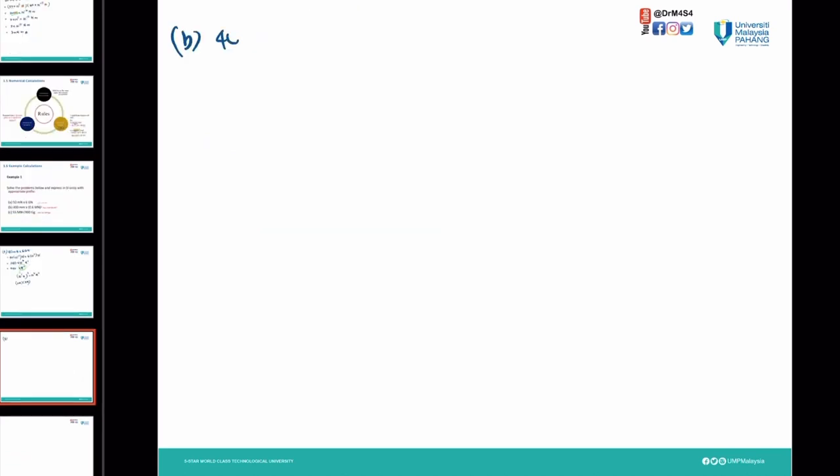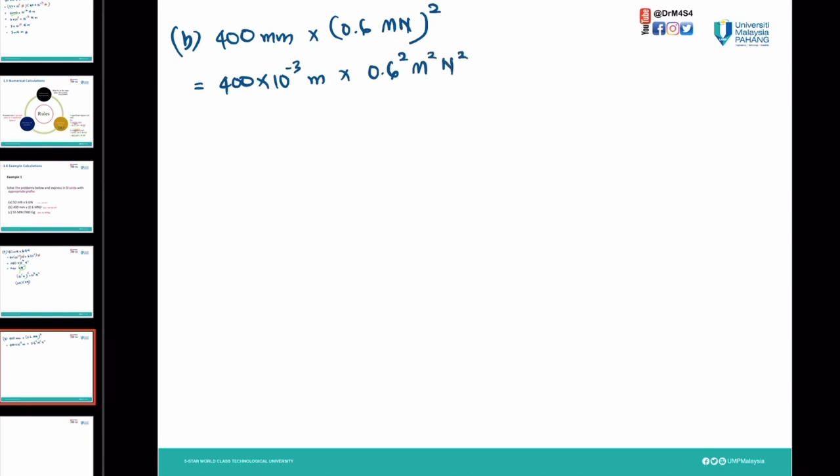Next one, B, 400 mm times 0.6 mega Newton power of 2 equal to 400 milli is 10 power of negative 3. Don't forget the unit meter, times 0.6 power of 2 mega power of 2 Newton power of 2.